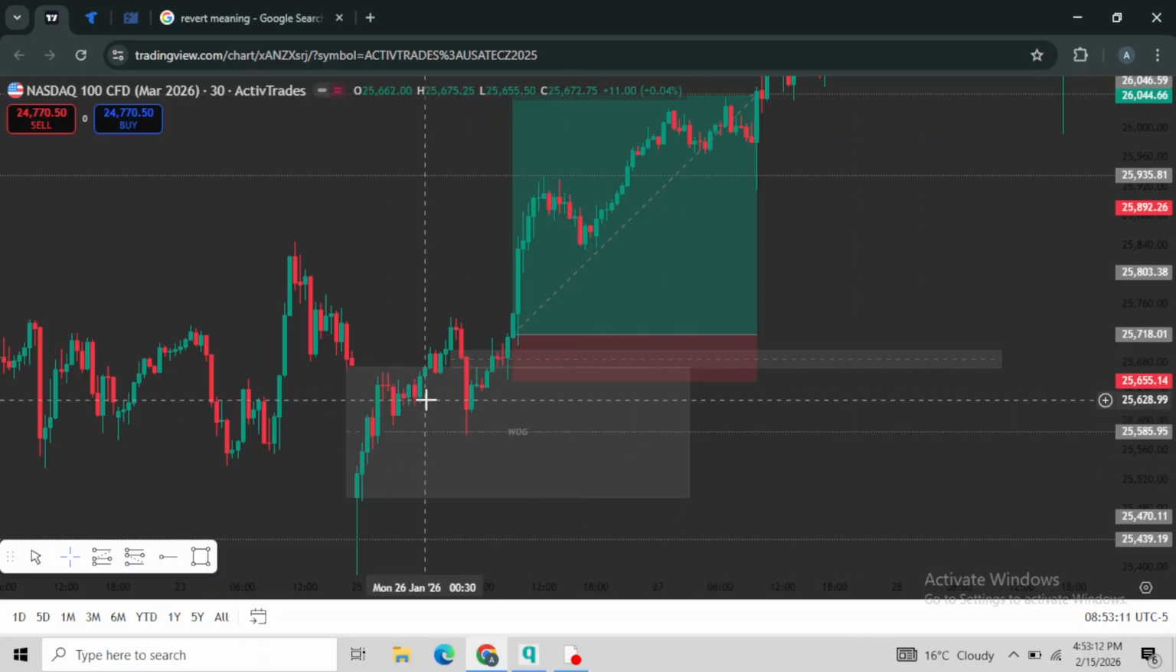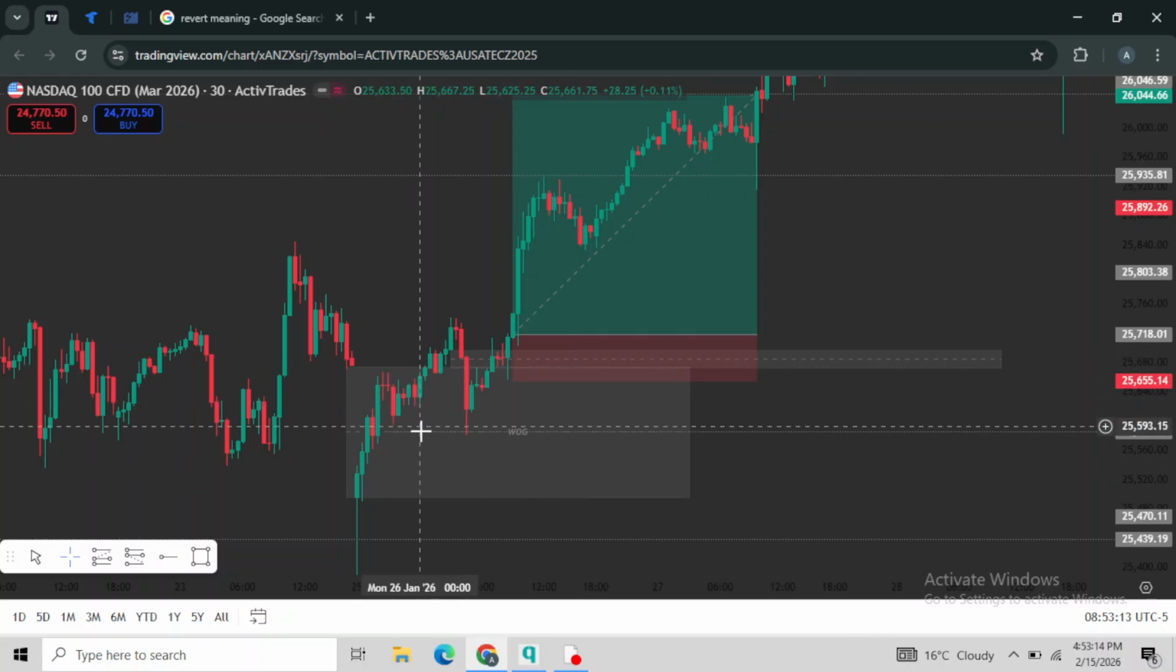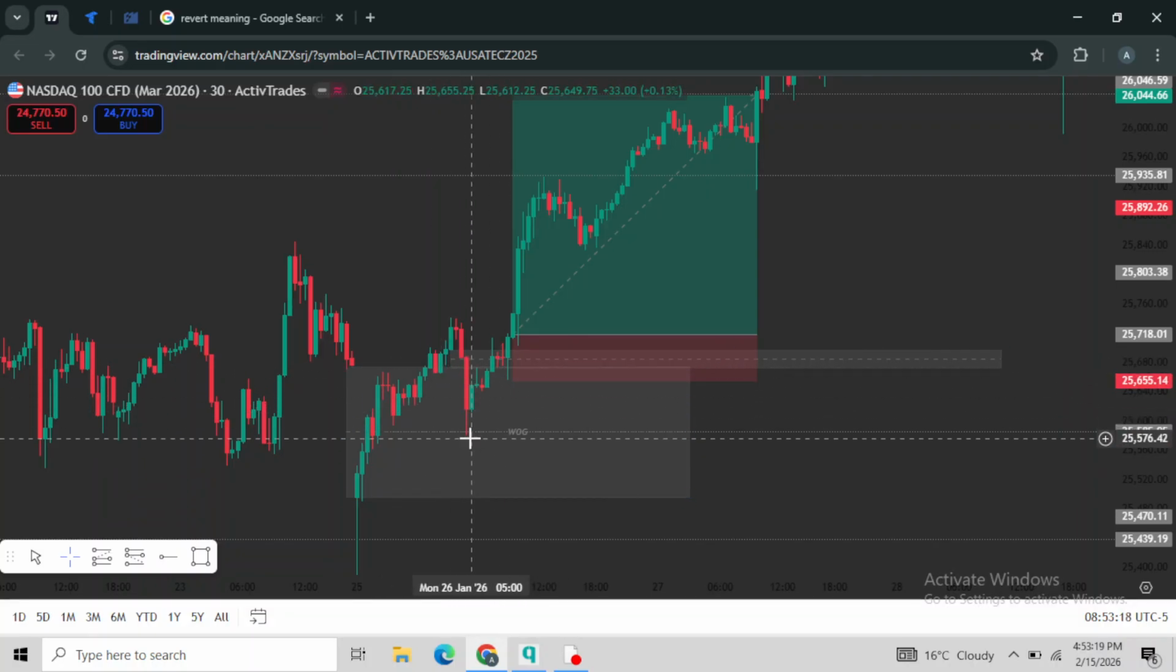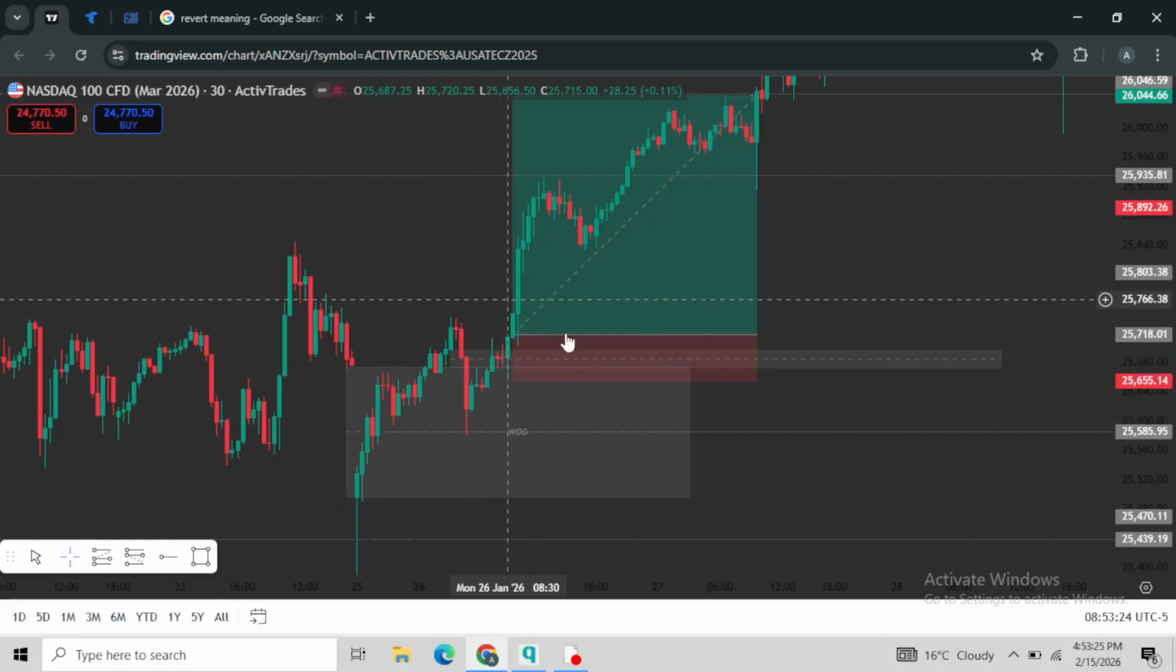Now, price breaks structure to the upside. How so? Price prints a lower low. Still, we come back to the structure: lower high, higher low, higher high, higher low, higher high.